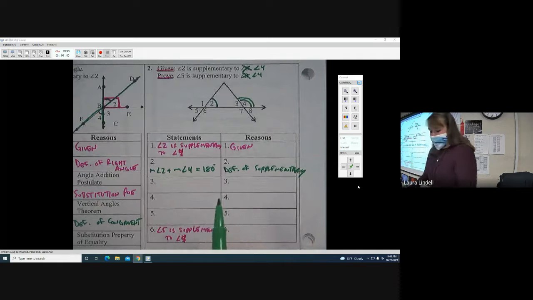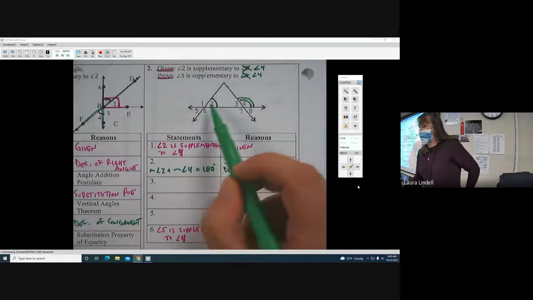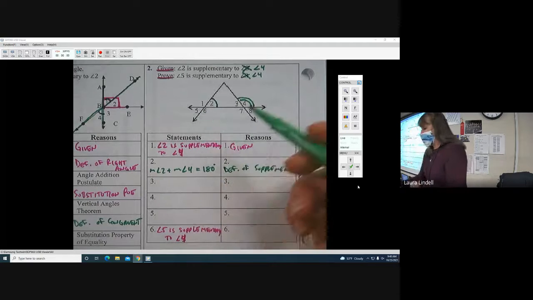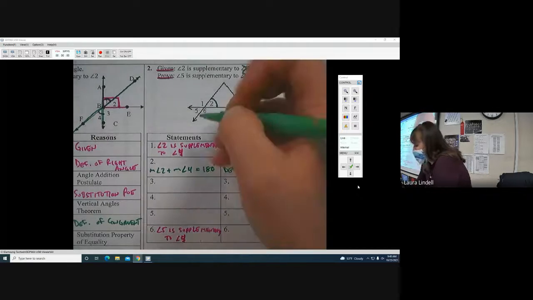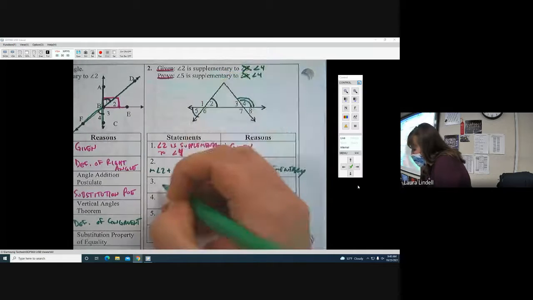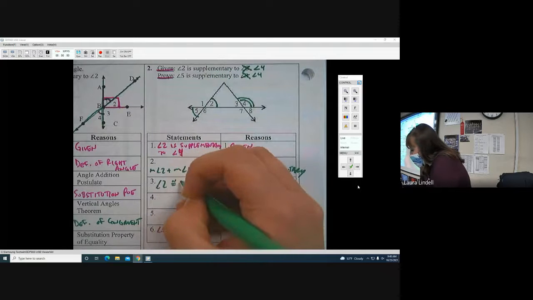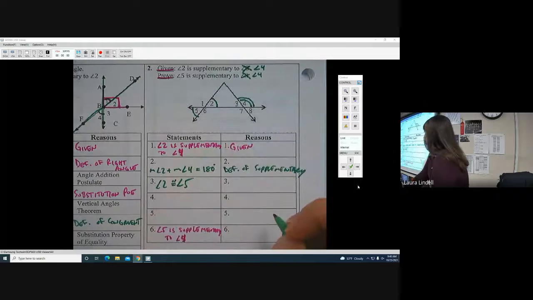All right. Step 3 is probably where we want to start calling out our vertical angles here. So we know these are supplementary. Now we also need to go angle 2 is congruent to angle 5. And for that, you can say vertical angles theorem. You can say vertical angles are congruent. Anything like that works.